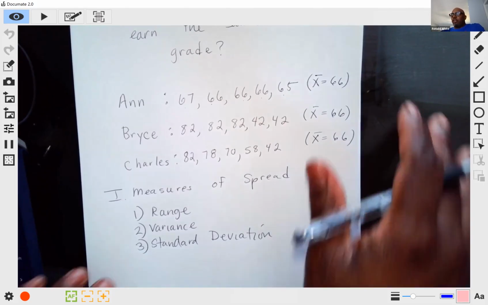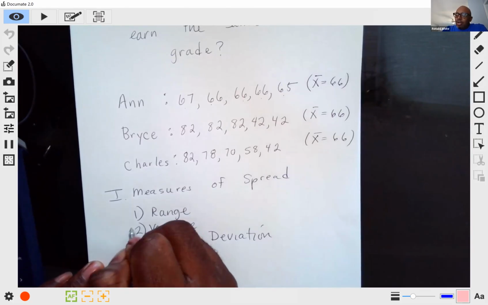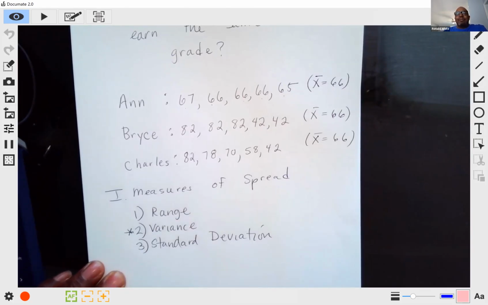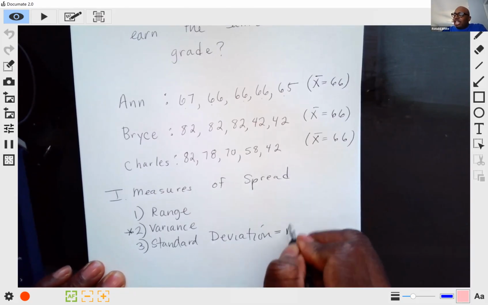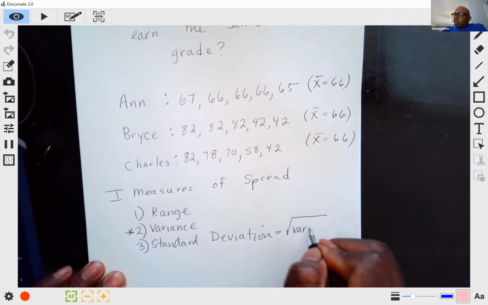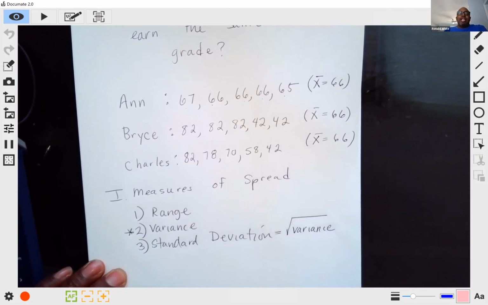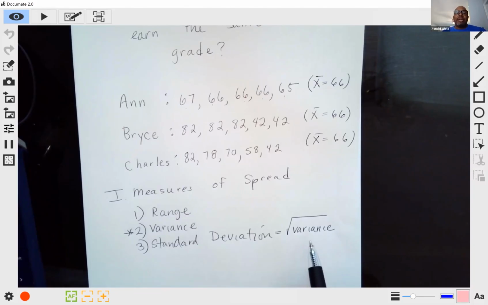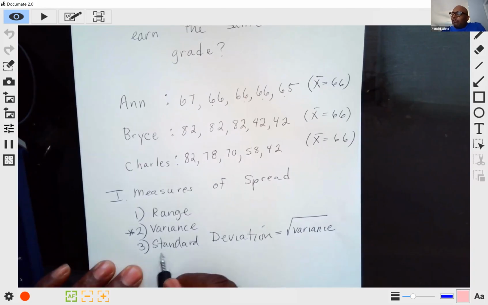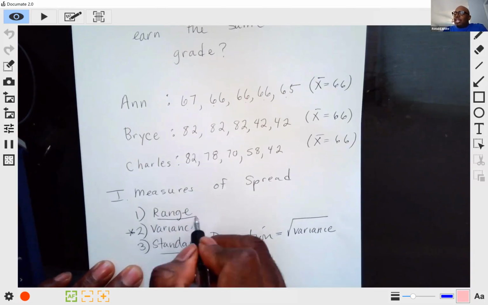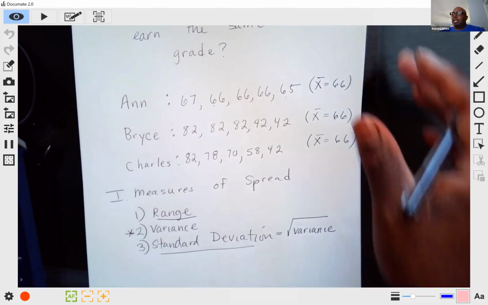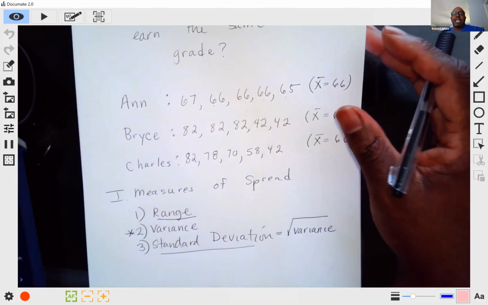Let's talk about the range first. I'm not going to talk about the variance because it's not something we actually use, but I will tell you that the standard deviation is by definition the square root of the variance. So you cannot find the standard deviation without finding the variance. But we do not like to use the variance as a statistic for interpretation. We would prefer to use either the range or the standard deviation. Let's talk about the range and then we'll talk about the standard deviation.